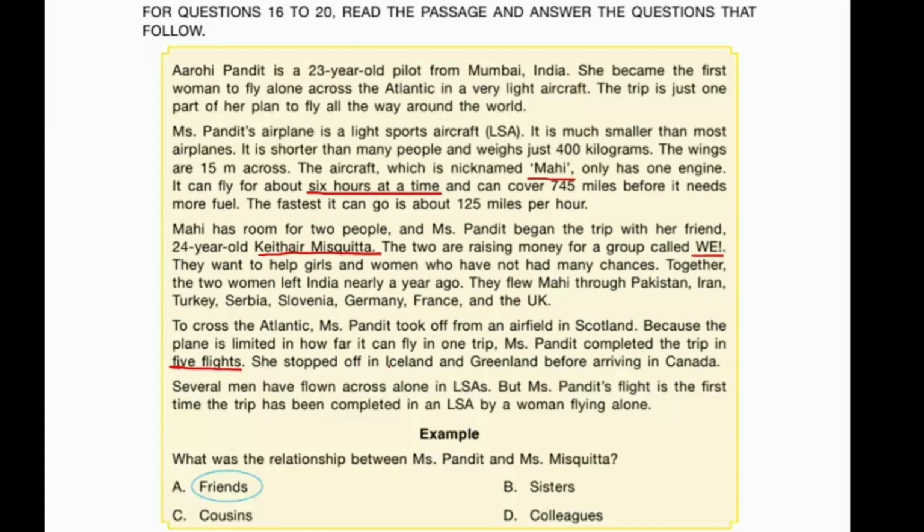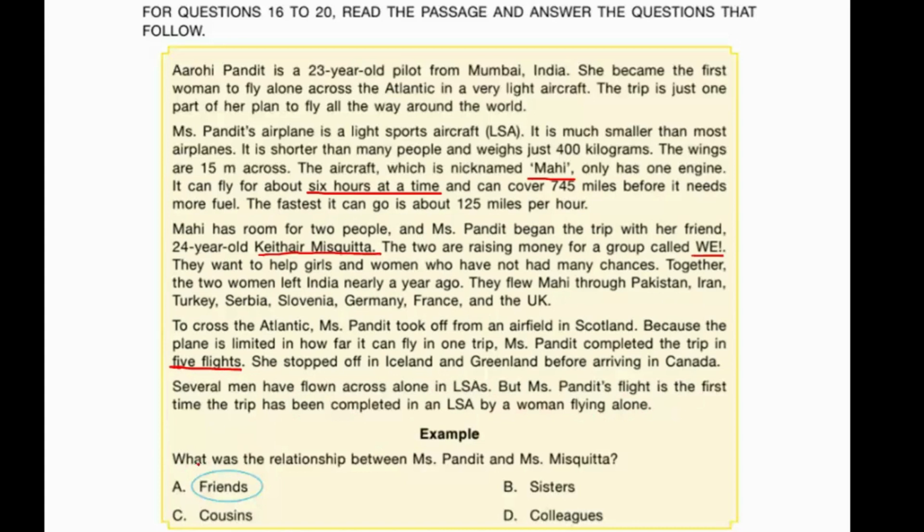Okay, she stopped off in Iceland and Greenland before arriving in Canada. Several men have flown across alone in LSAs, but Miss Pandit's flight is the first time the trip has been completed in an LSA by a woman flying alone. Okay, this was our passage. Now let's go to the questions.